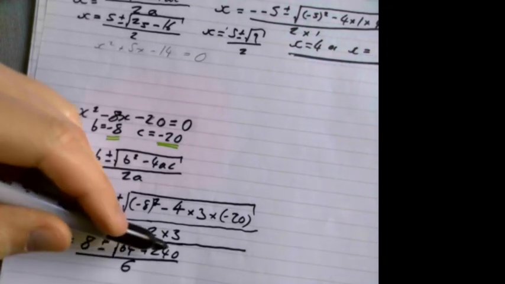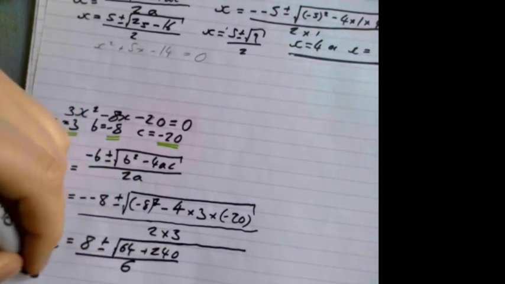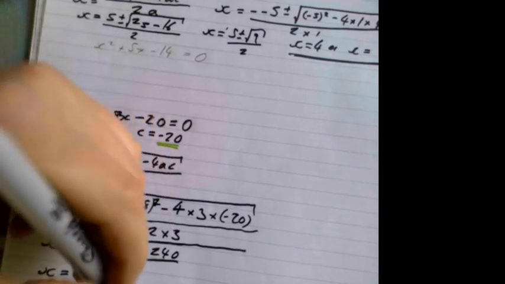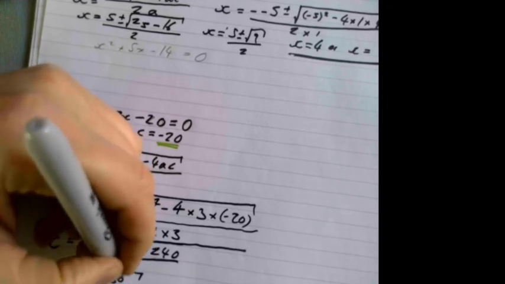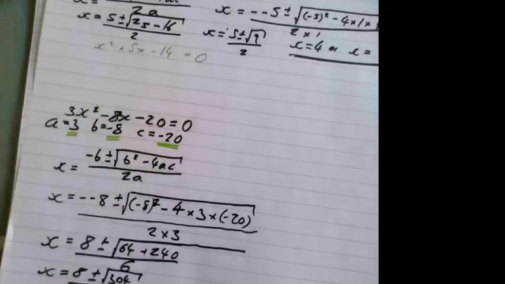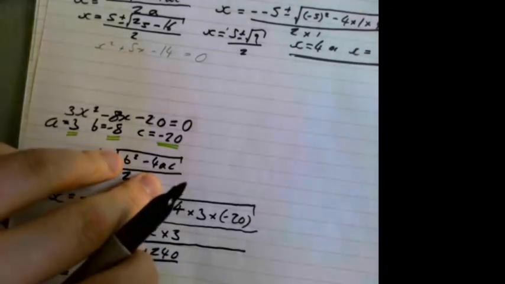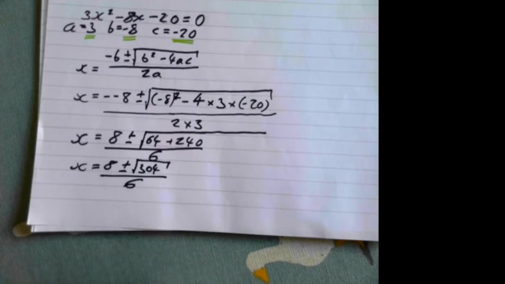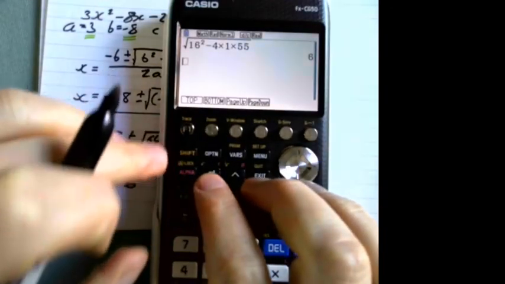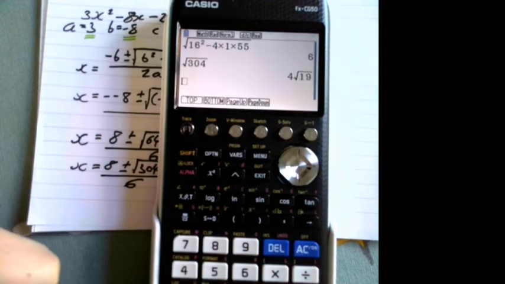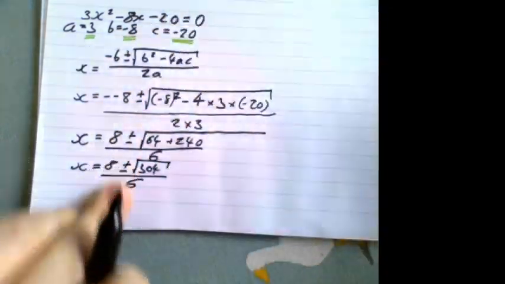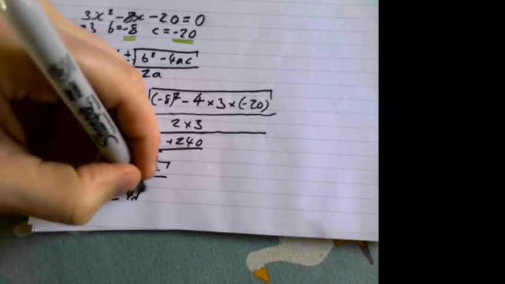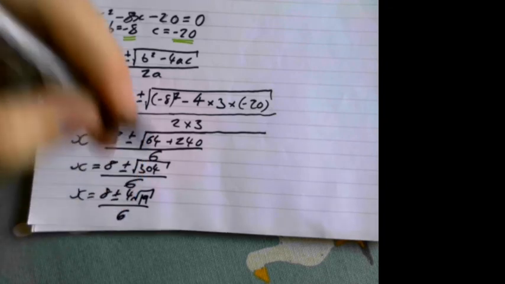Right, what's 64 plus 240? That's going to be 304, isn't it? So I've got 8 plus or minus the square root of 304 all over 6. Now I think it's quite possible that the square root of 304 does simplify. I could look for square numbers that go into that. I could use my calculator as well, and actually it does simplify to be 4 root 19. So I get x equaling 8 plus or minus 4 root 19 all over 6.